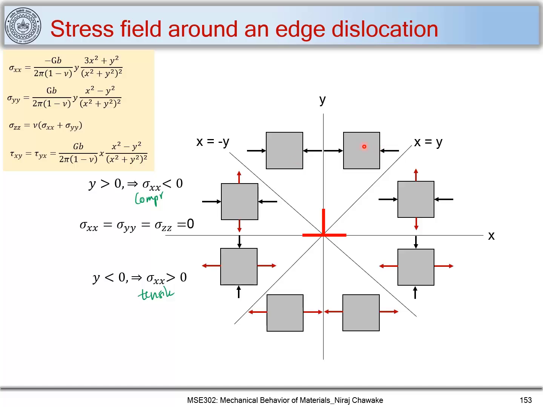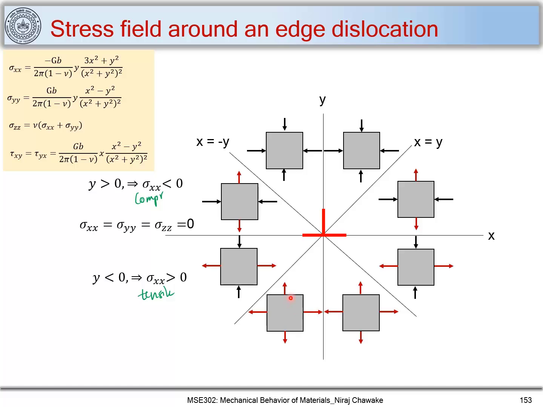Now let's look at these two elements. So here y is greater than x, and thus this term turns out to be negative, and the sigma yy will be compressive on these elements. So you have compressive sigma yy.